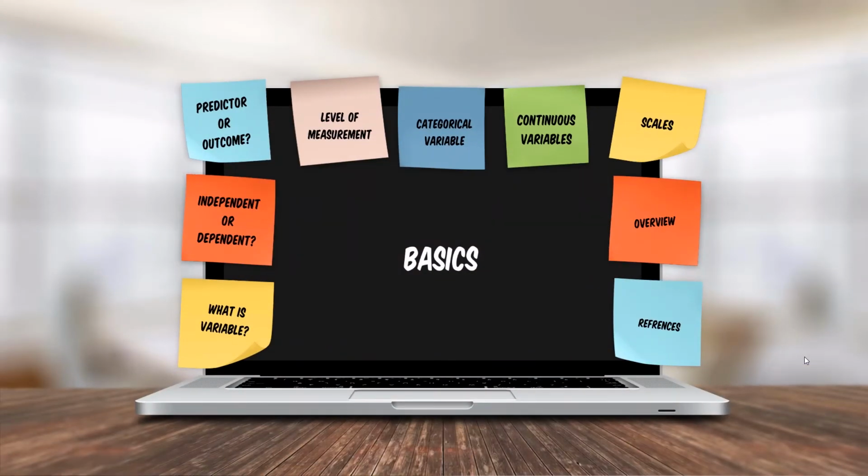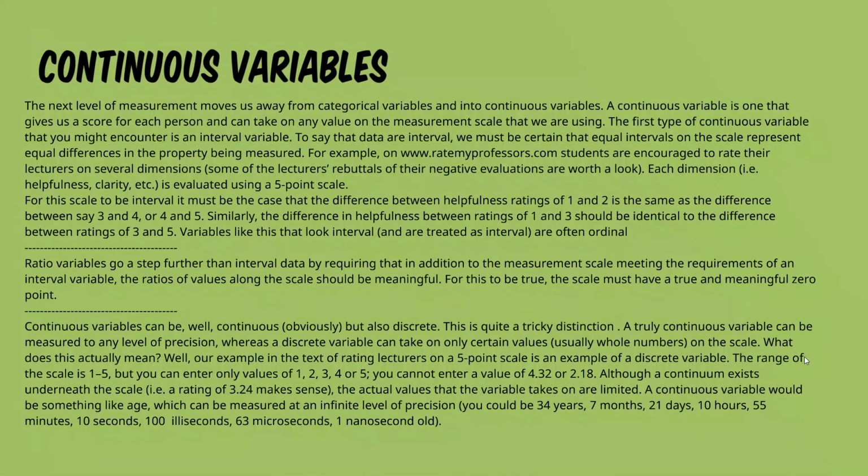Now we are going to talk about continuous variables. The next level of measurement moves us away from the categorical variables and into continuous variables. A continuous variable is one that gives us a score for each person and can take on any value on the measurement scale that we are using.